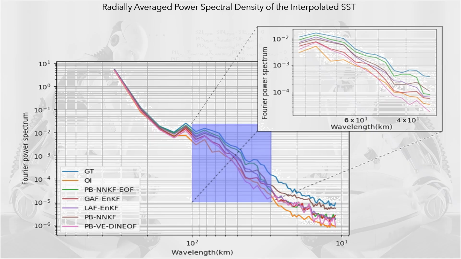The figure shows the radially averaged power spectral density of the interpolated SST fields with respect to the reference SST. The analysis of the spectral signatures leads to similar conclusions, with the PB-NNKF EOF scheme being the only one to recover a significant energy level up to 50 km.